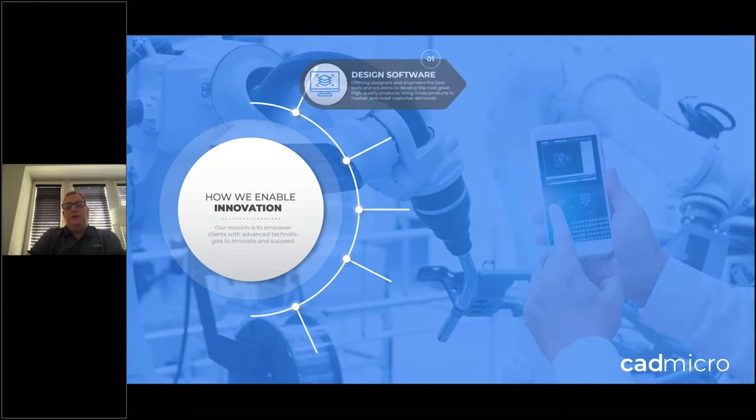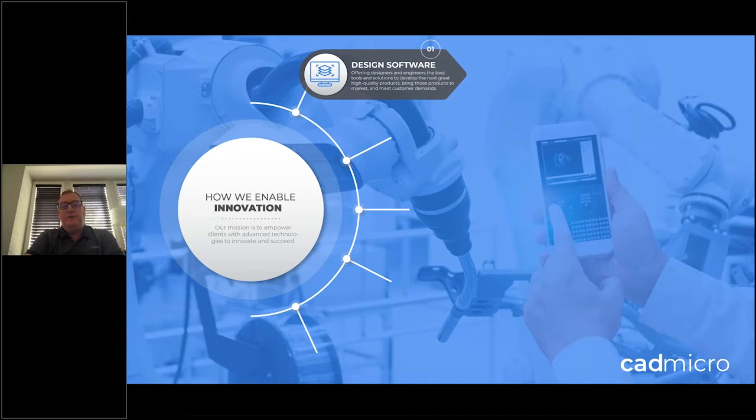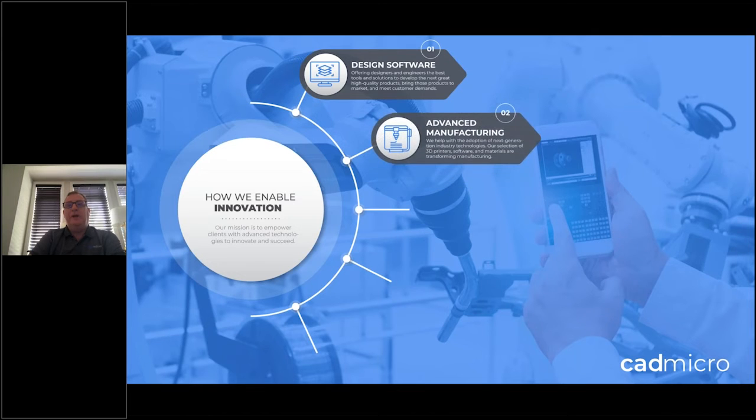When you look at the different areas of Industry 4.0, and Visual Components is a great one, CAD Micro is bringing 5 teams that enhance one another and cross-pollinate one another to enable innovation in our customers. The first one is design software built on the SolidWorks ecosystem. We also have advanced manufacturing solutions like 3D printing and CNC machining, and Visual Components has a role to play in advanced manufacturing. Also advanced simulation.